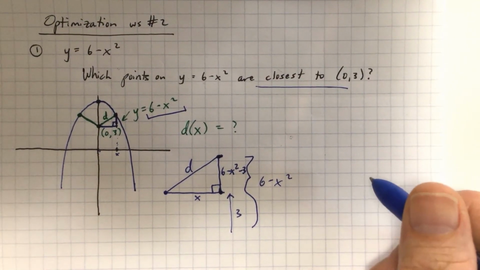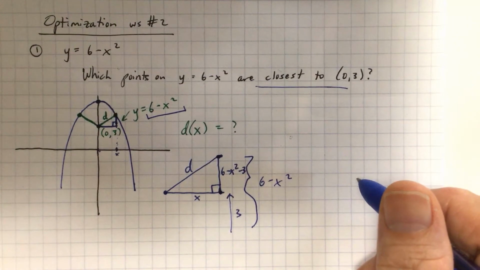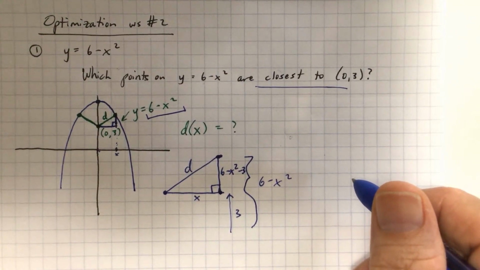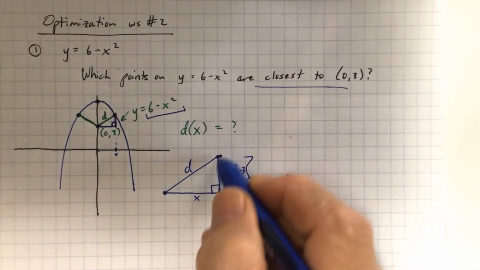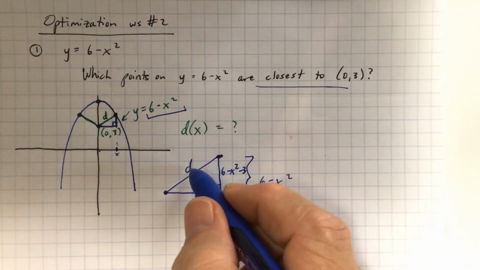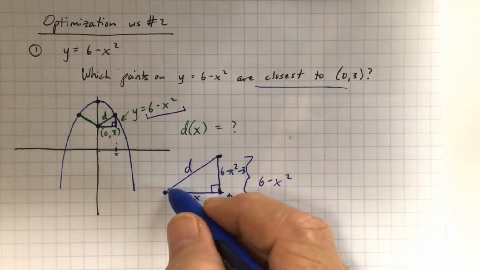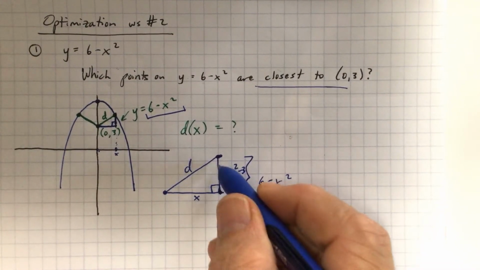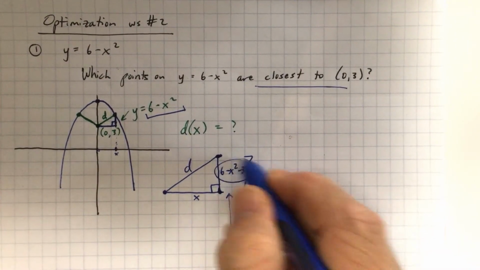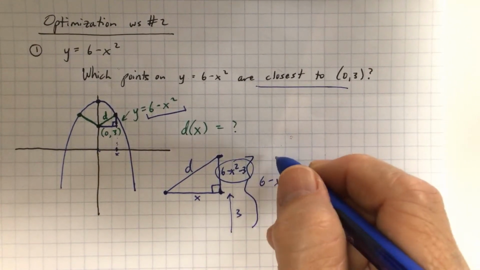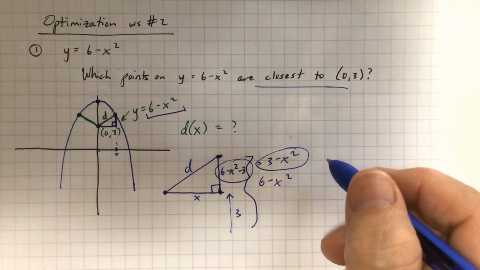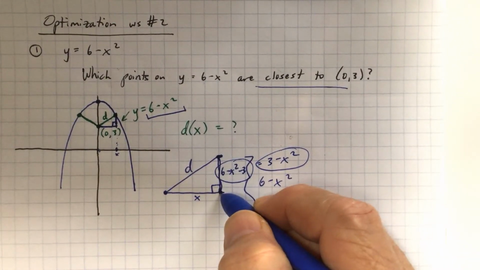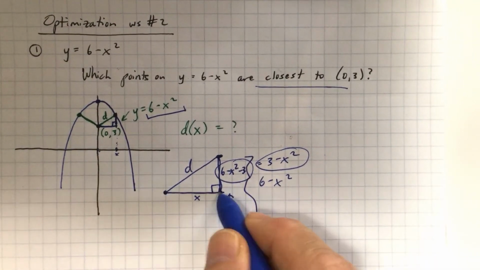So you can see why it's not necessarily the calculus that causes students to not be able to get a calculus problem right. It's really the algebra involved in these kinds of problems. The algebra involved is finding the lengths of these two legs of the right triangle and expressing the distance of this hypotenuse in terms of x. And so let's simplify this a little bit. 6 minus x squared minus 3 is equal to 3 minus x squared. So the length of that leg of the right triangle is 3 minus x squared, and the length of this leg is x.